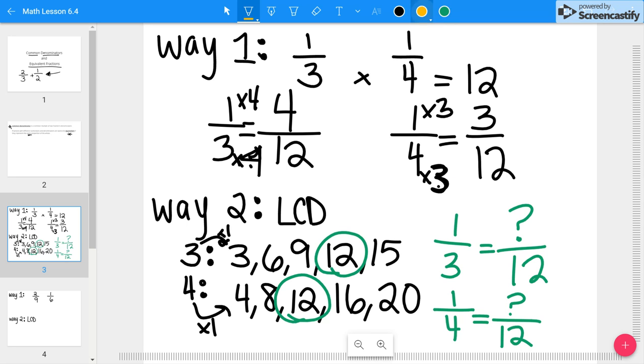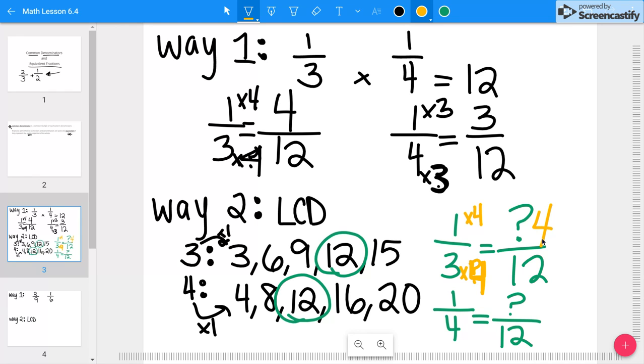And I'm doing the exact same thing as I did up top for way 1. I'm asking myself, how did I go from 3 to 12? 3 times what number equals 12? Well, I know that 3 times 4 equals 12. So what I do to the bottom, I do the exact same thing to the top. So I'm going to multiply that by 4. So my new numerator is 4/12.